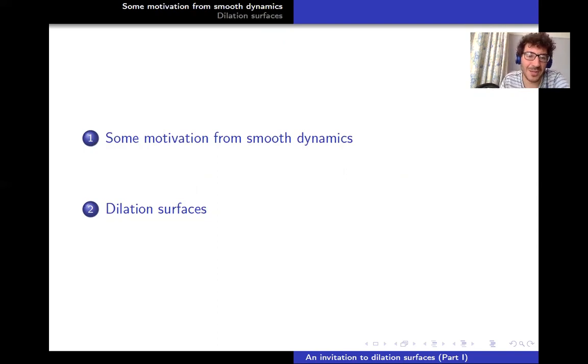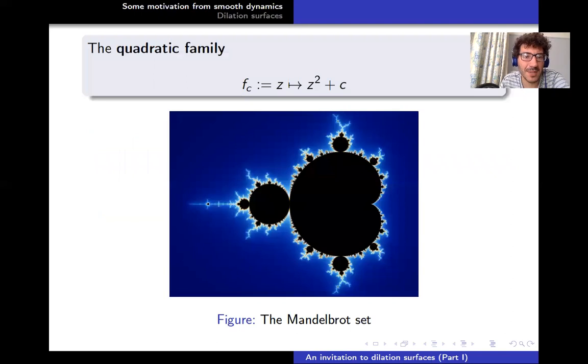Okay, so let's start with smooth dynamics. To begin with, I wanted to recall the quadratic family that you might have come across, as it is a very popular example, and it yields this very nice picture. This is the Mandelbrot set. So the quadratic family is just a family of maps, z maps to z squared plus c. There are as many such maps as there are complex numbers, and so they're parameterized by the complex plane.